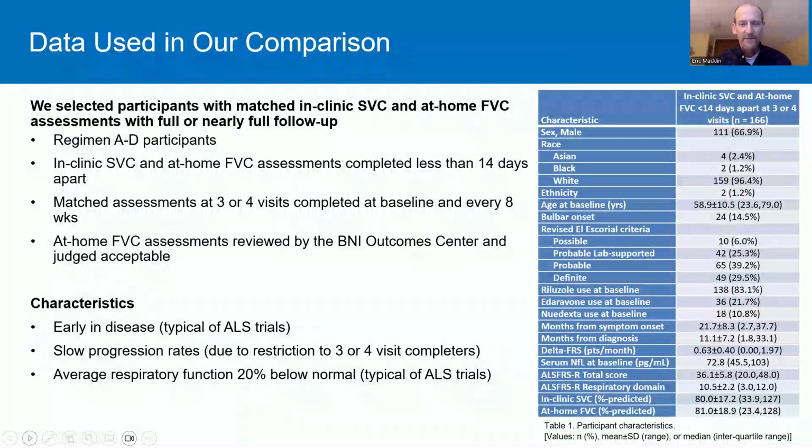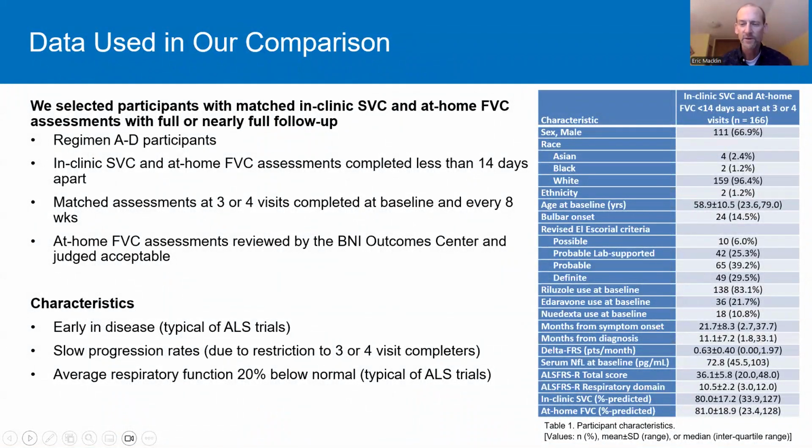So this was our data we had out of these first four regimens. We looked at all the participants who had matched in-clinic vital capacity measurements, slow vital capacity, and at-home assessments that were within 14 days of each other. We restricted ourselves to people who had at least three or four of these matched assessments so that we could look at the change of these measures over time. And we only used those assessments for home vital capacity that were adjudicated and reviewed and judged acceptable by a central reader at the BNI Outcome Center.